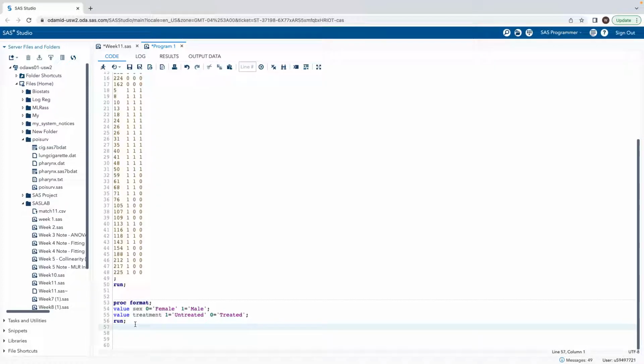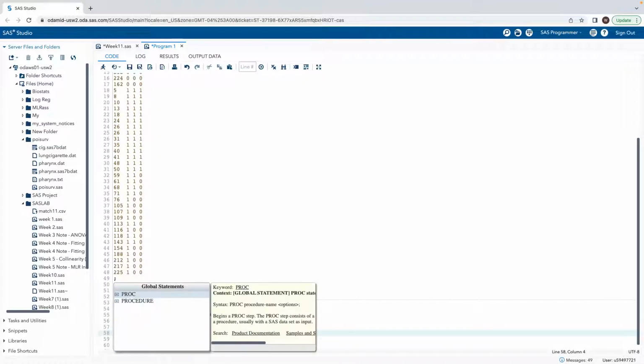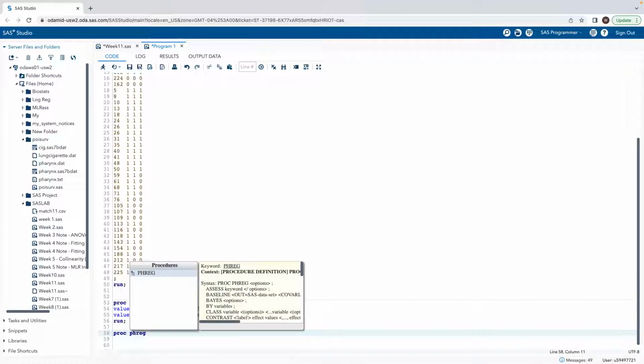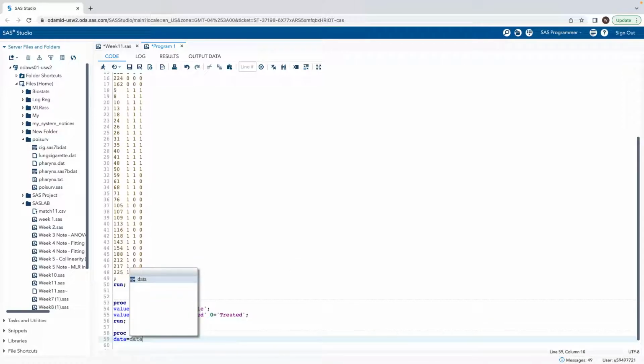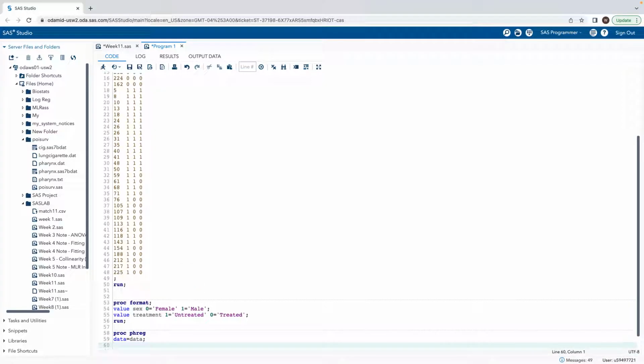And to do Cox proportional hazard, you do proc phreg, data equals data, or whatever you named your data. And it has a lot of the same options as other regression procedures, like GLM. But I'm going to start with the format statement, because when I format in the class statement, I like to use the name of the format instead of how I coded it. I find it looks cleaner. So I have a sex format, and I also have a treatment format.